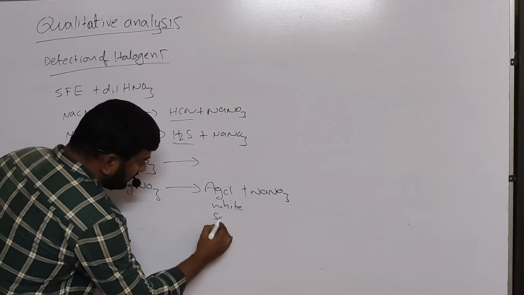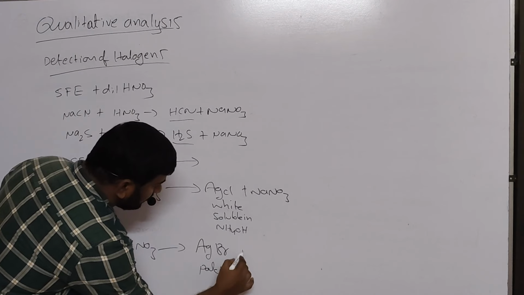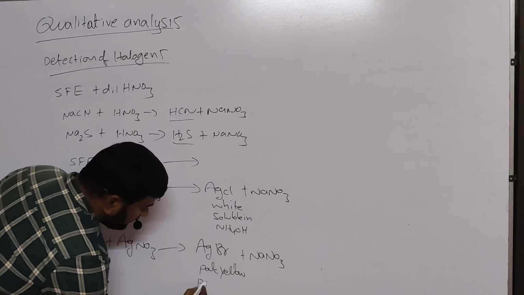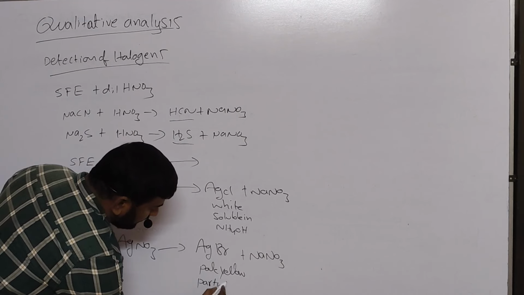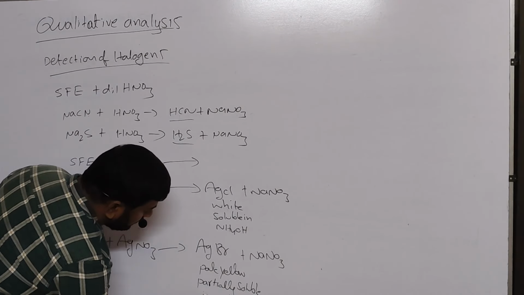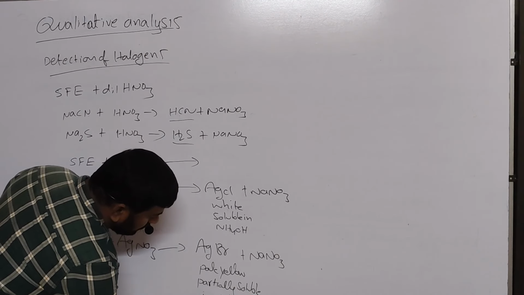Next, if bromine is present, the sodium fusion extract contains NaBr. This reacts with AgNO3. Here we get AgBr, which is a pale yellow precipitate. This is partially soluble in NH4OH.